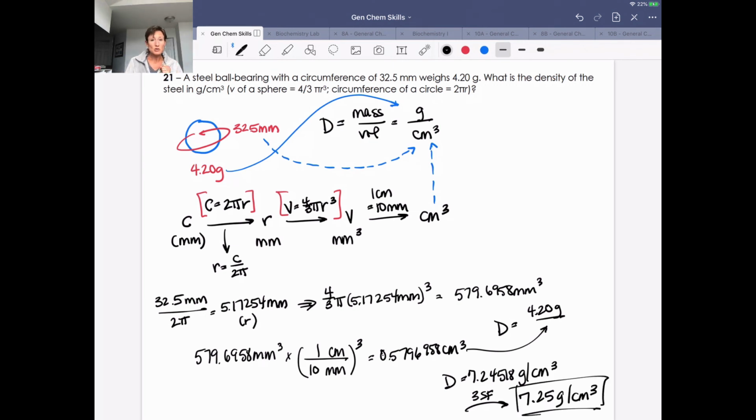Always box your answer for me so I can quickly identify where the solution is in all of your work. Make sure that you have the correct number of significant digits, and make sure that you have the correct units. So that's problem 21.